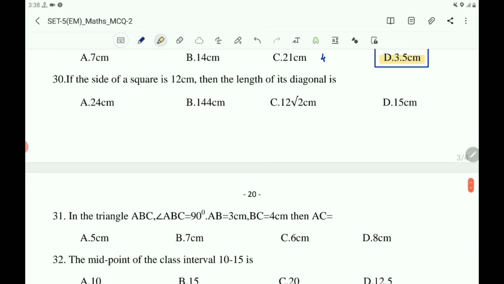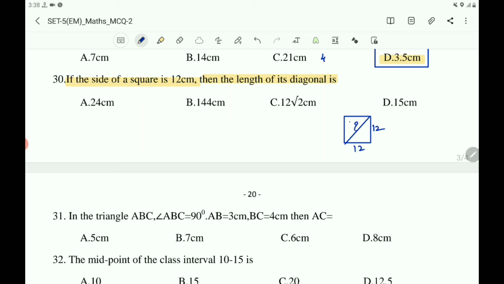Here, if the side of a square is 12 cm, then the length of its diagonal is. It is better to draw a rough sketch of the square. Then what is given here? Side is given. We have to find the length of the diagonal. So what is the length of the side? It is 12, because in a square all 4 sides are equal.